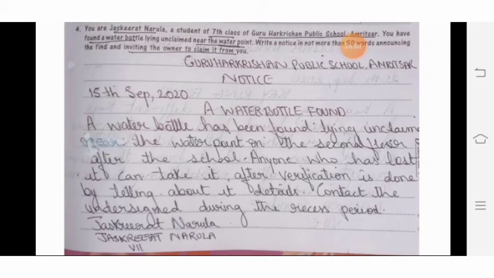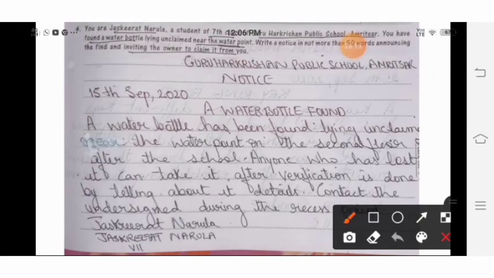Now see, suppose you are Jaskreet Narula. You are Jaskreet Narula. Got it? And you are the student of 7th. Name of the school is Guru Hari Krishan Public School, Amritsar. And you have found a water bottle, lying unclaimed near the water point. So you write a notice. So first thing what I have told you, you will simply underline the things which are given. Jaskreet Narula, this is given. So underline this thing. Then name of the school is given. Underline it. Then the thing which you have found, water bottle, where, near the water point. Okay.